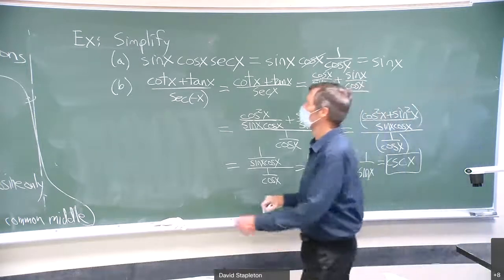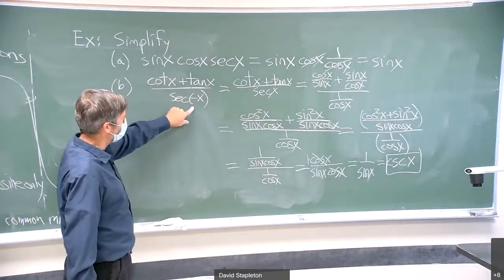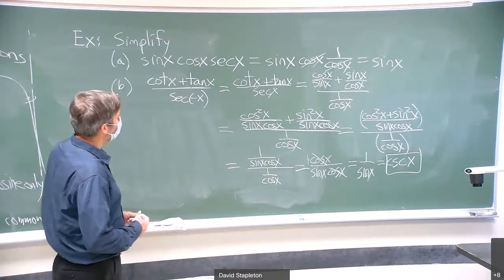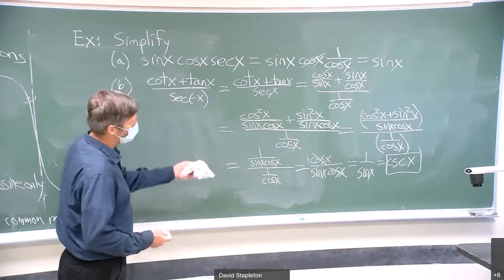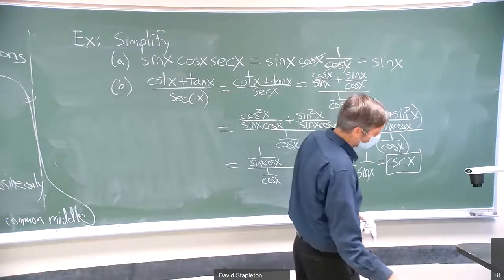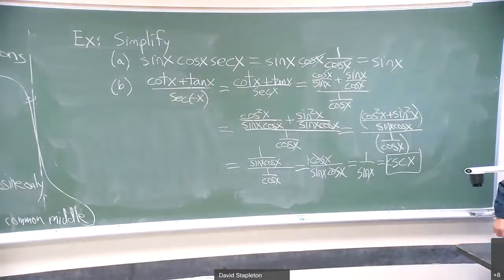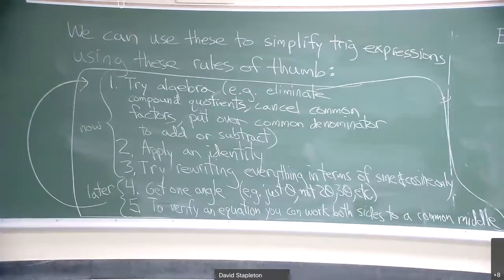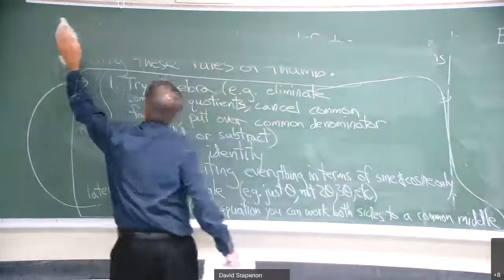So look at this complicated trig expression, cotangent plus tangent over secant of minus x. All that is a complicated expression for cosecant, right? And that's what happens a lot in applications, as you'll find that these things simplify quite a lot. All right, so there's some algebraic problems. And we'll use these rules of thumb.